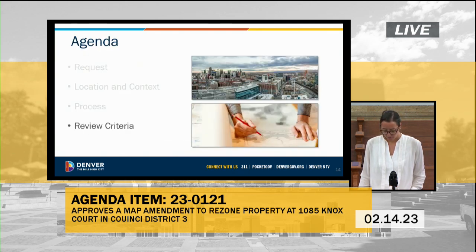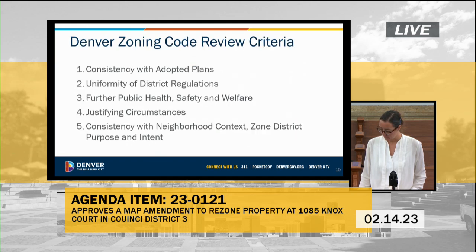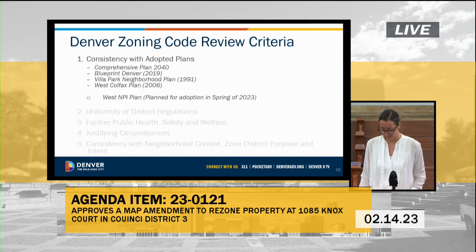Now moving on to our last section, the review criteria. For a rezoning to be approved by City Council, it must be found that the requested map amendment is consistent with 5 review criteria. Our role as staff planners is to evaluate the requested district, in this case the URH 2.5, against these 5 criteria.